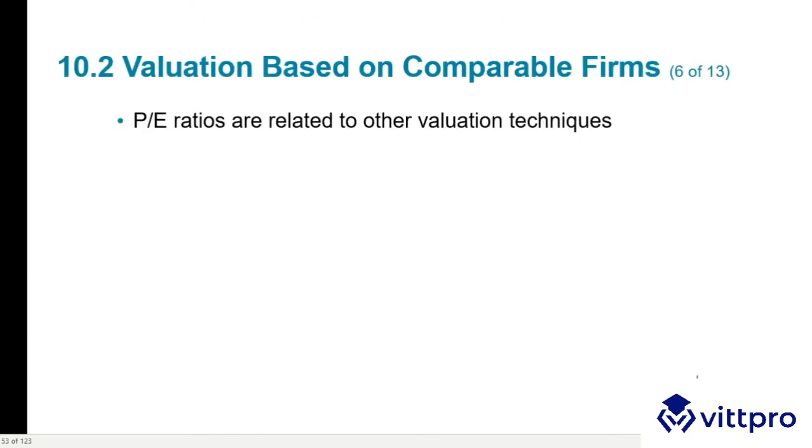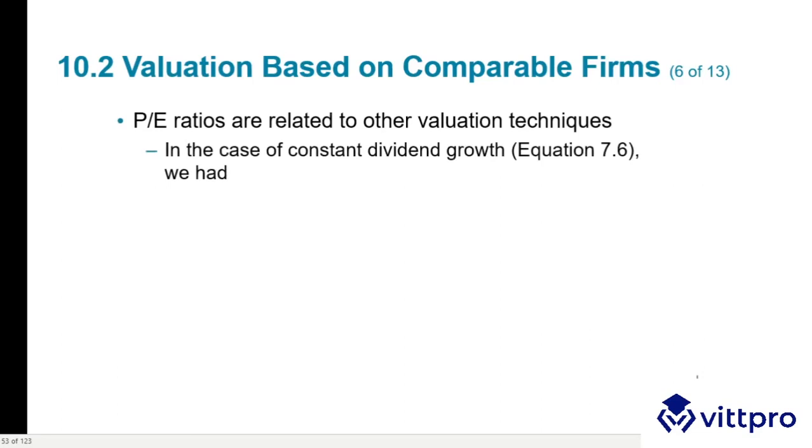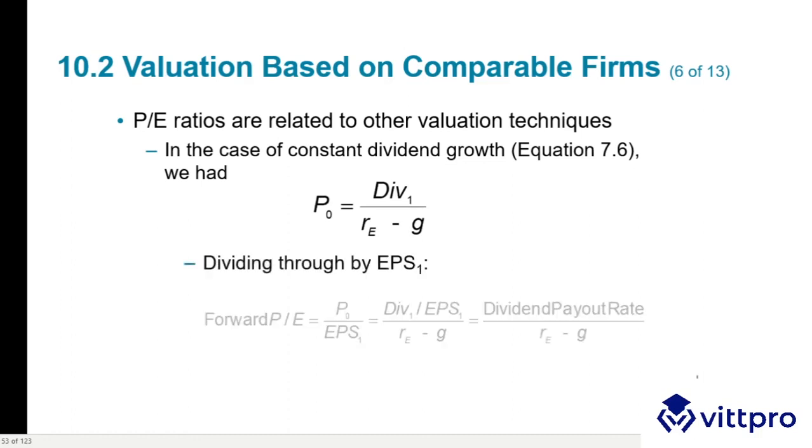PE ratios are related to the other valuation techniques. In the case of constant dividend growth, we had this formula, right? It's the same thing. We divide through by the EPS, and you will get the forward price to earnings ratio: P divided by EPS 1 equals the dividend payout ratio divided by r minus g. So there is a link between the other formula that we have already used and the price to earnings ratio as well.